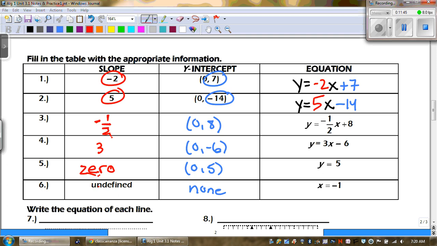Okay, so for the first one, we got -2 is our slope and +7 is our y-intercept. So we got y equals -2x plus 7. For the next one, y equals 5x minus 14. Number 3, 4, all we had to do is take the information and then put it where it goes in slope and y-intercept. 5 is the special case. Whenever it's y equals, remember that's a horizontal line, so our slope is 0. And for 6, whenever we have an undefined slope, we know that there's no y-intercept, and it's x equals -1. Okay.